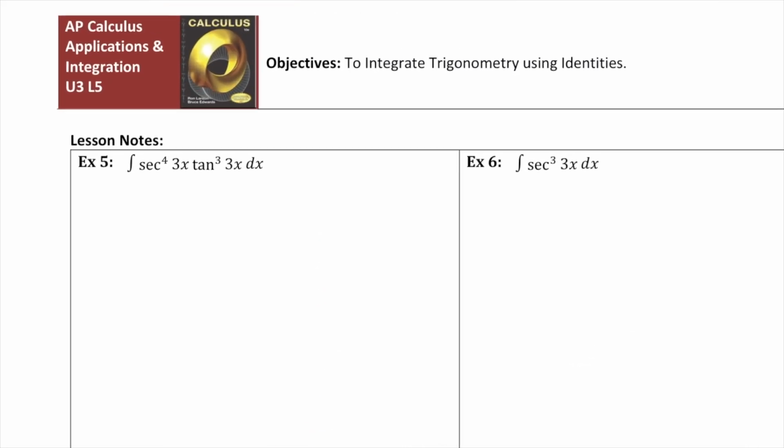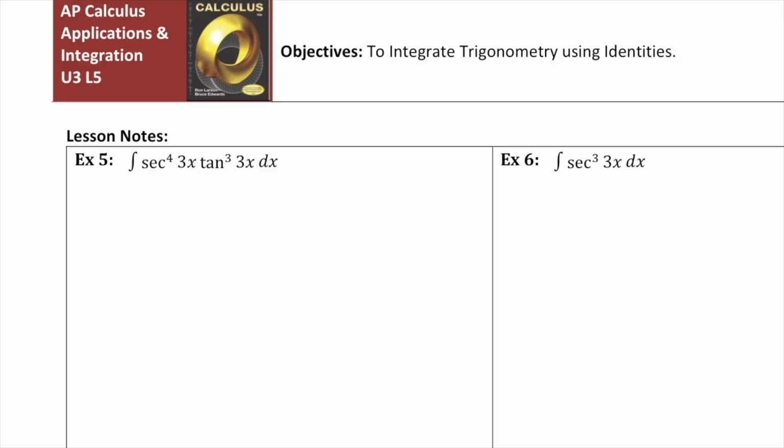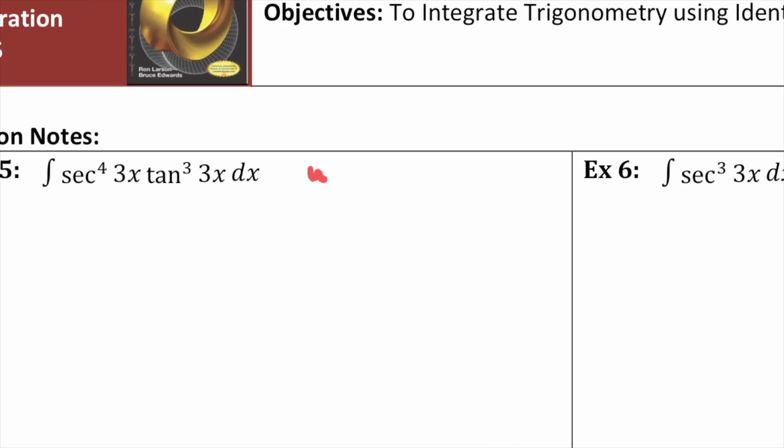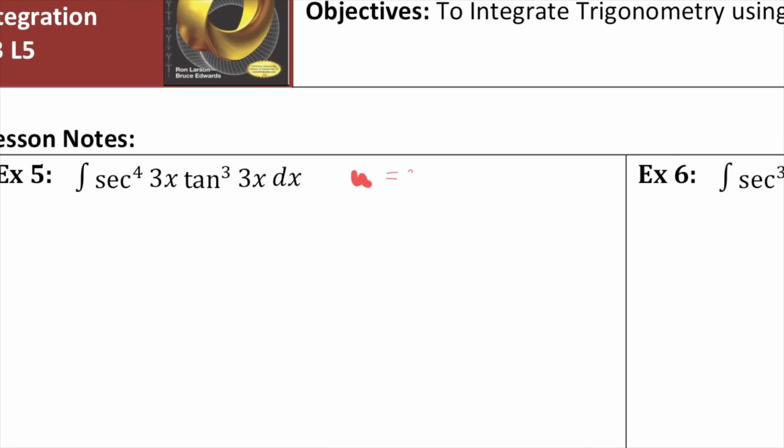Example 5 is done very similarly to what we were working on earlier. As you take a look at it, think about what u should equal. U is going to be equal to, let's try a secant of 3x, in which case your du should be equal to a secant 3x tangent 3x multiplied by 3 with a dx.